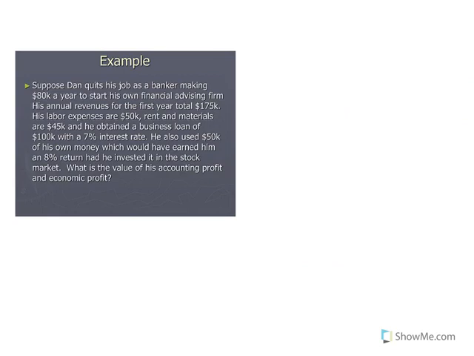All right, and to wrap up the first part of this lecture, let's just do one more practice round. So again, suppose Dan quits his job as a banker, making $80,000 a year, to start his own financial advising firm. His annual revenues for the first year are $175,000.